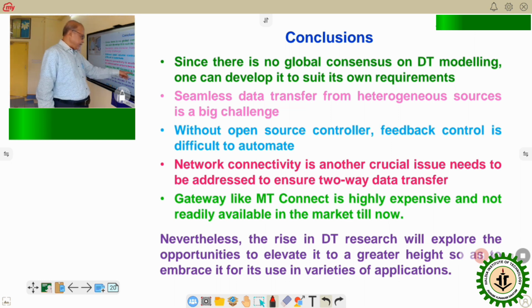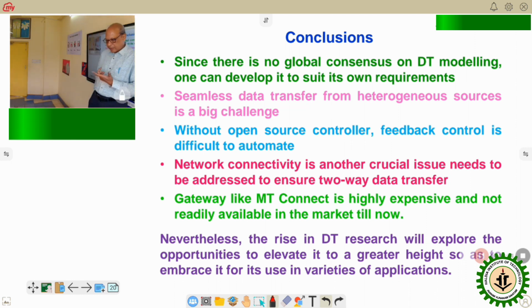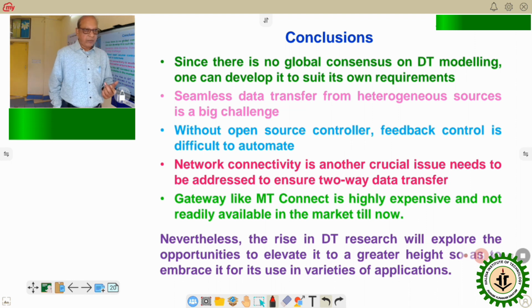A gateway like MTConnect is highly expensive and not readily available in the market till now. This MTConnect is a typical device exclusively meant for machine tools, for collecting the data and sending it over the internet to the digital world. It is very costly and not highly accessible. Some alternative gateways are designed and developed by other competitors, but it is expected that due to the rise in popularity, some vendors will definitely come up with better, affordable solutions.